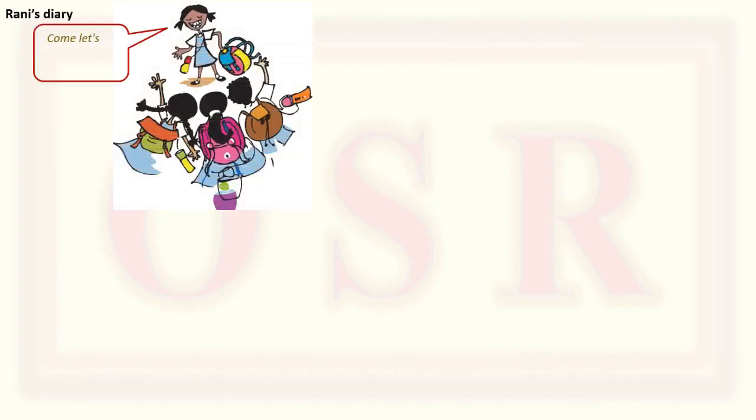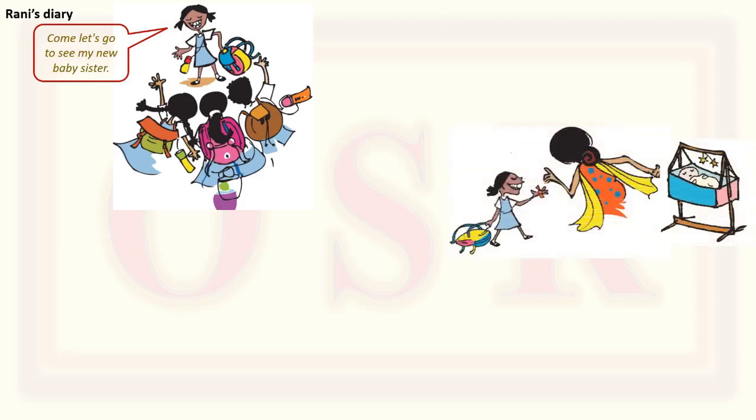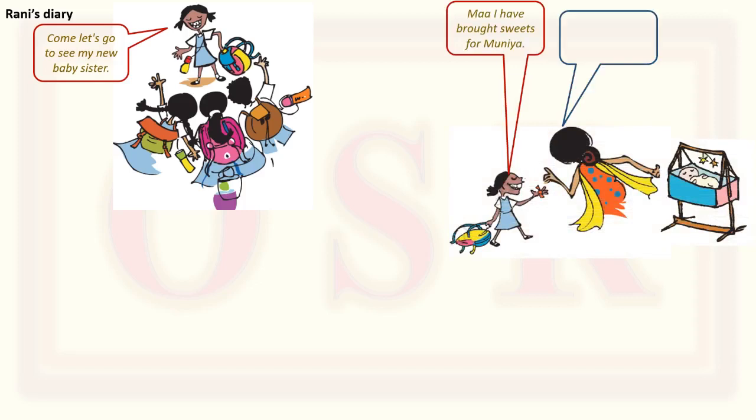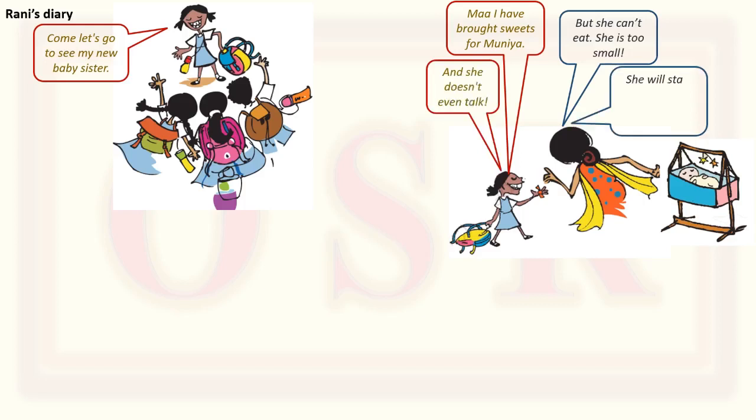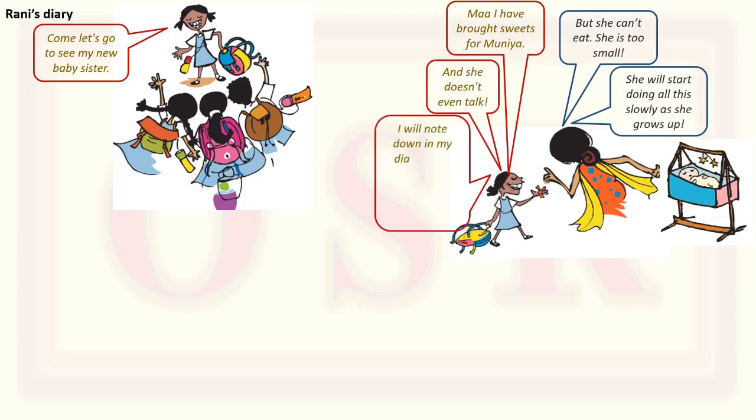Rani's diary. Now Rani tells her friend, "Come, let's go to see my new baby sister." She goes home and says, "Ma, I have brought sweets for Munia. But she can't eat, she is too small. And she doesn't even talk. She will start doing all this slowly as she grows up."